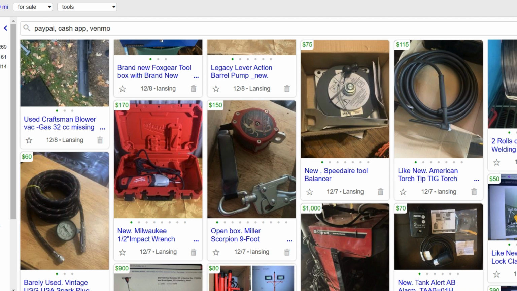Once you type in those words, listings are going to pop up where people have mentioned PayPal, Cash App, or Venmo. Even the people who said they do not take PayPal, Cash App, or Venmo, their listings are going to pop up too, because they mentioned the words. So you have to distinguish between the ones who don't take them versus the ones who do. Once you do that, you want to contact the sellers who do take PayPal, Cash App, or Venmo for the items that they have listed.